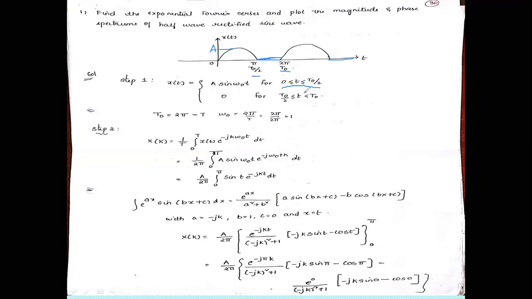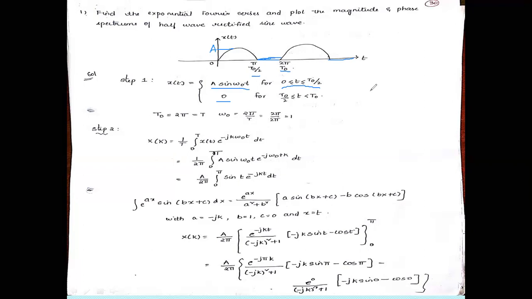Following, my dear students, 0 to T0. What is the T0 here? It is 2 pi. For T0 by 2 less than or equal to t, less than T0, not equal, the value is 0. From 0 to T0 by 2 it is A sine omega naught t. So this is the given equation.